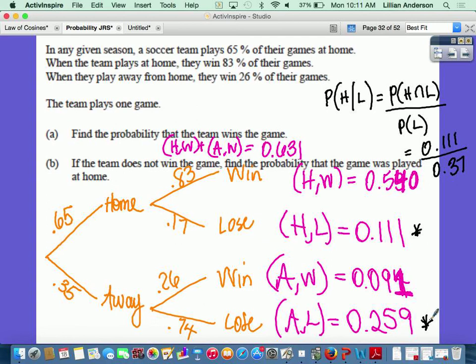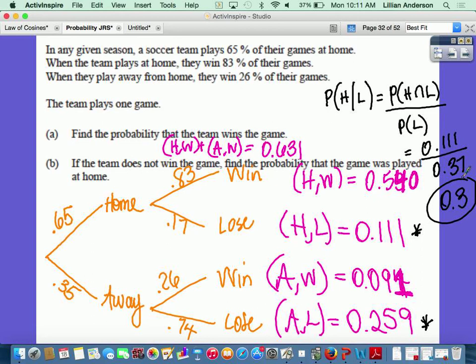When we type that into our calculator, we get 0.3. Not 1/3, but 30%. So if the team does not win the game, 30% of the time they're at home. But there you go, that's how you use tree diagrams with conditional probability. Questions?